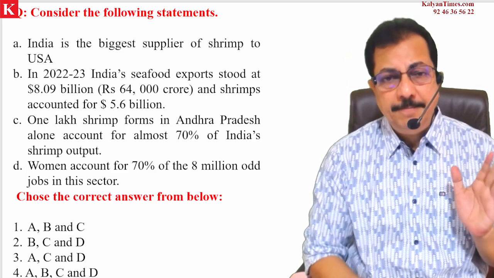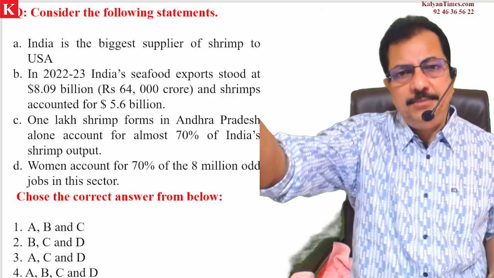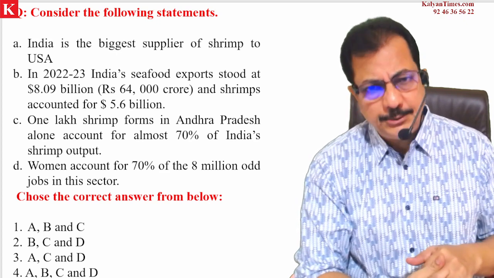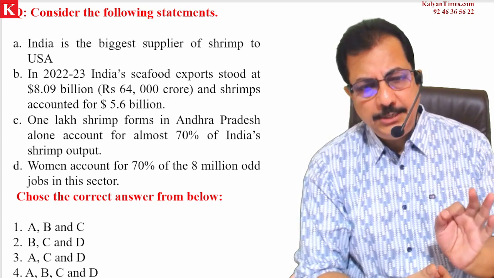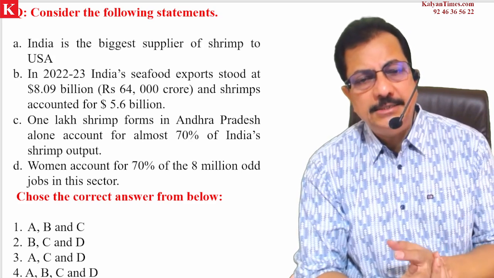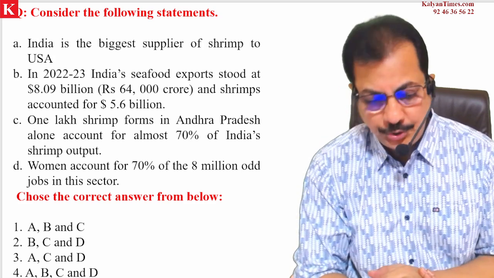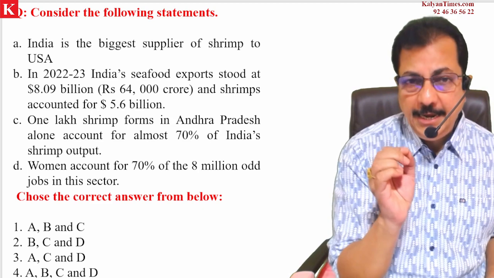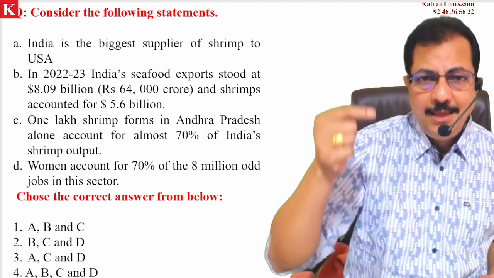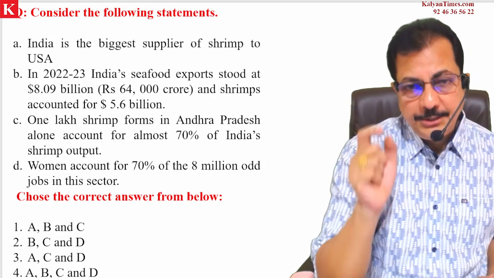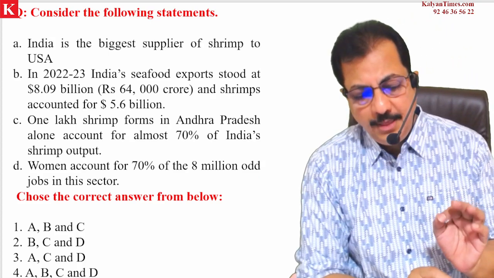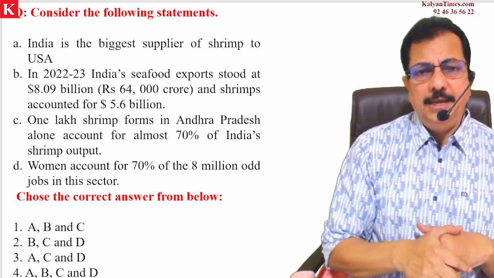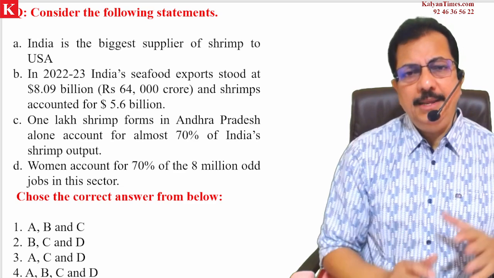Very very important, and these are the points that you need to write in the examination when you are asked to write something about our exports. Clear? So $8.09 billion in Indian currency is equal to 64,000 crores. And shrimps accounted for $5.6 billion, meaning out of the $8.09 billion of exports, shrimp alone accounts for $5.6 billion. Look at the demand for shrimp from India abroad. Clear?